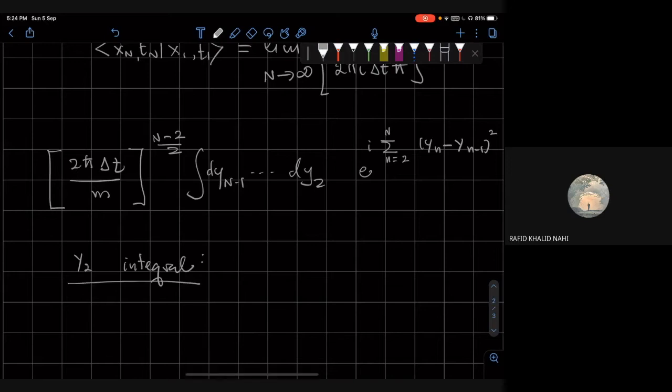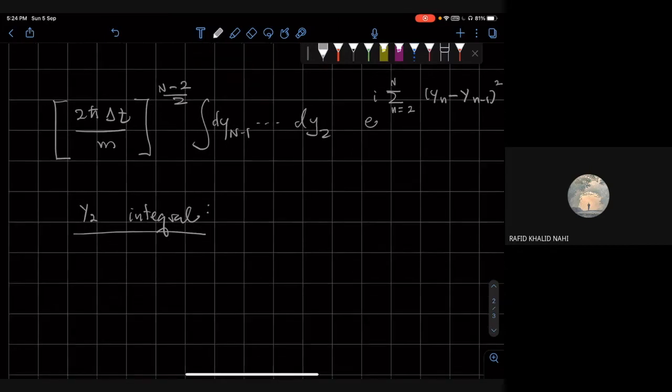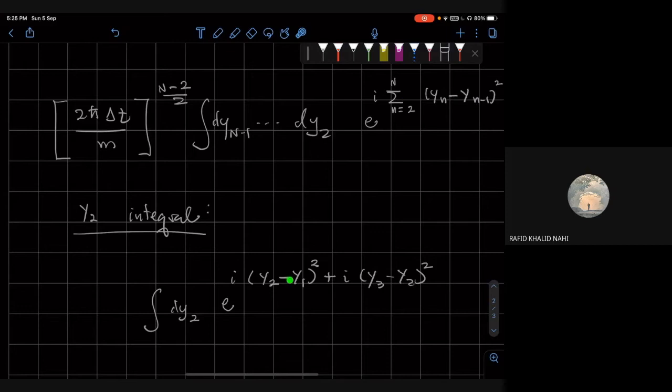So let's do the y2 integral. If I do the y2 integral, what would be the integrand? So let's do dy2 e to the power i, and then it'll be y2 minus y1 squared, then plus i, y3 minus y2 squared, right? These are the only terms from this sum. Only these two terms will have y2, right?